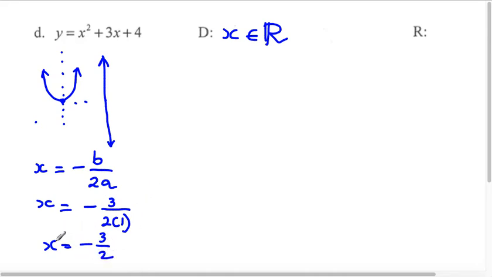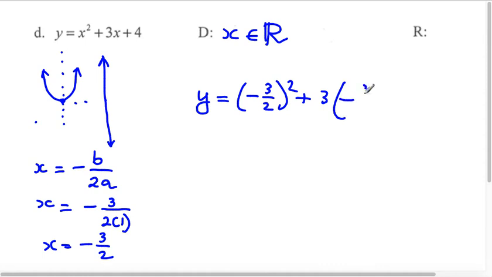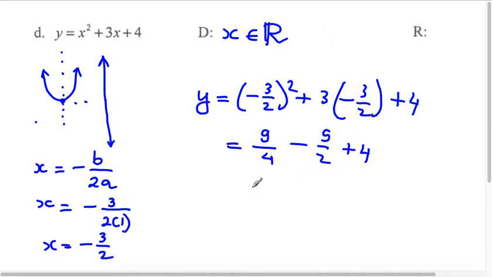However, this is still our x coordinate, the x value of the vertex. How are we going to find the y coordinate of the vertex? We just need to substitute the x value into the function equation. So we will have negative 3 over 2 squared plus 3 times negative 3 over 2 plus 4. In this case, I will have positive 9 over 4 minus 9 over 2 plus 4.